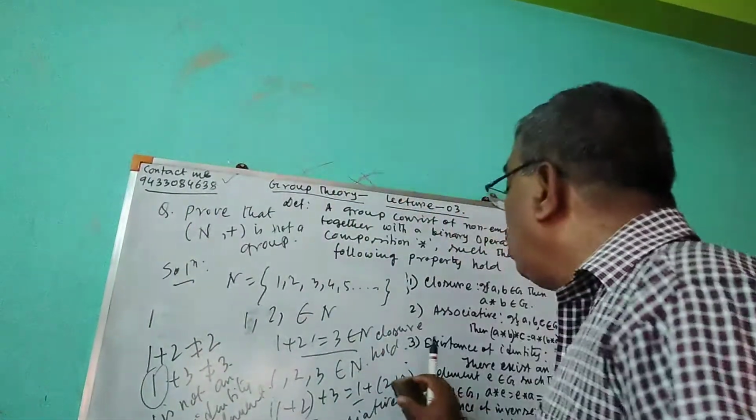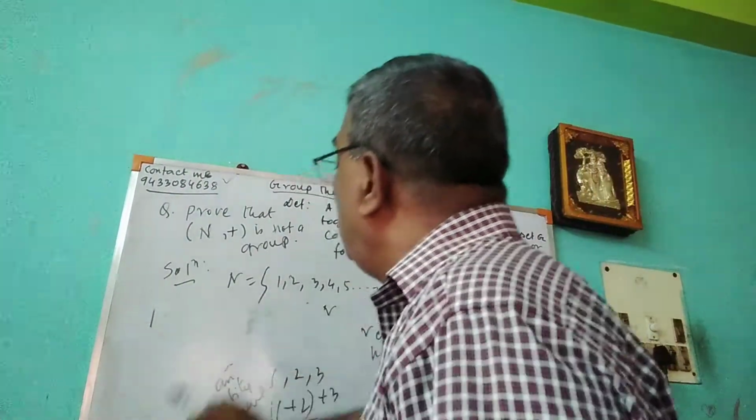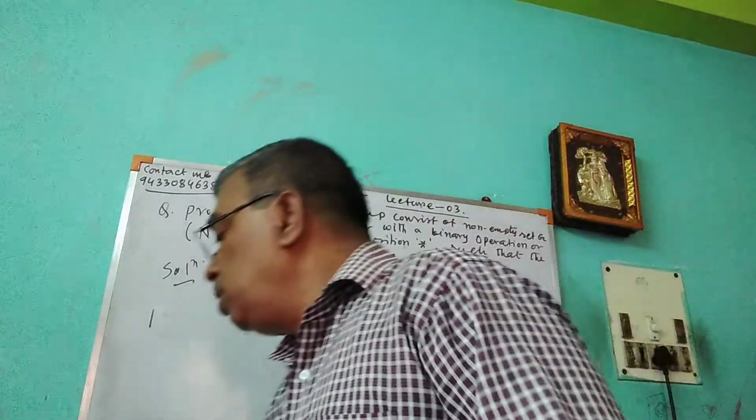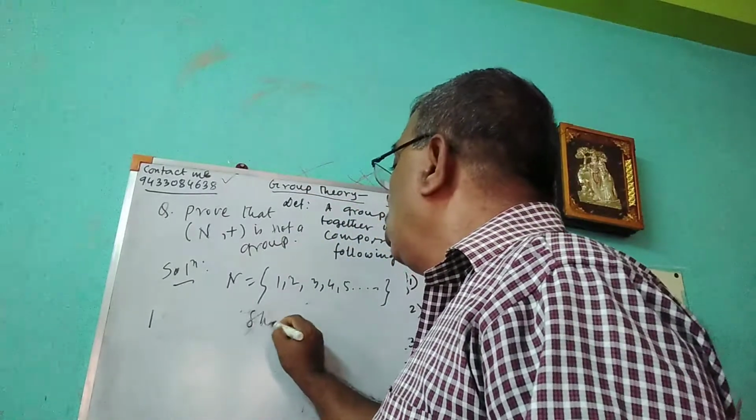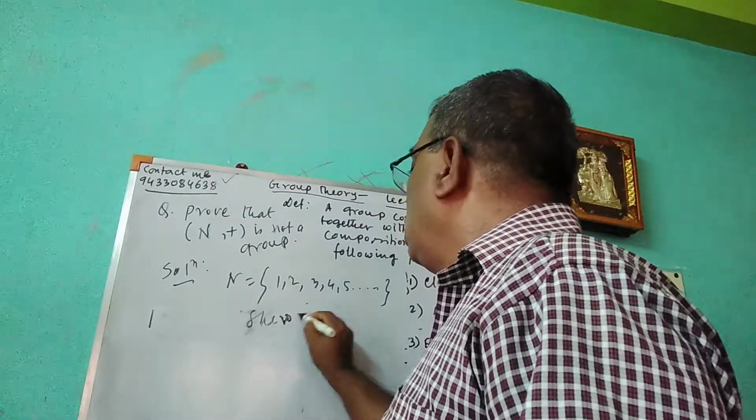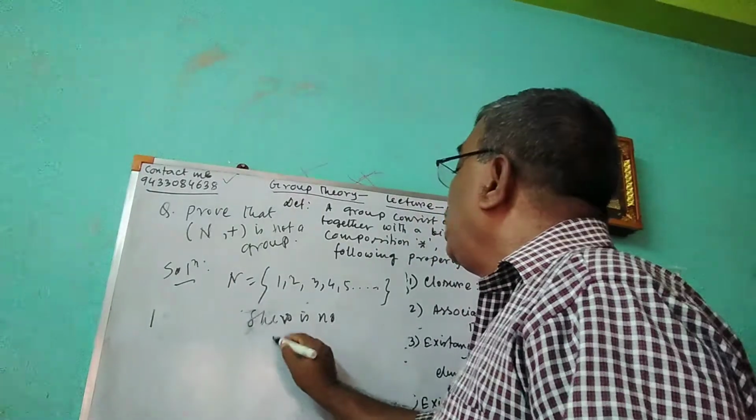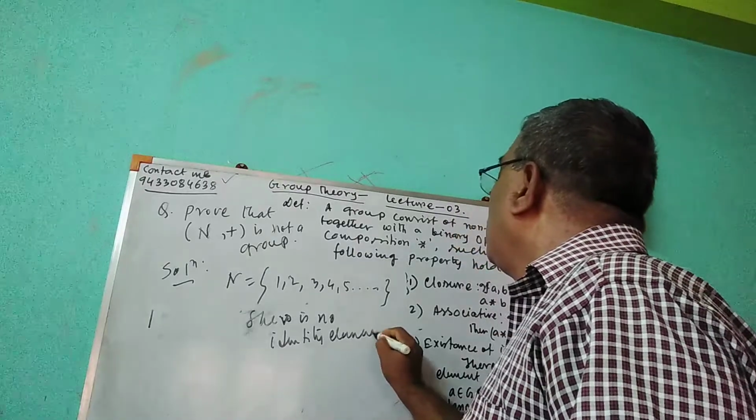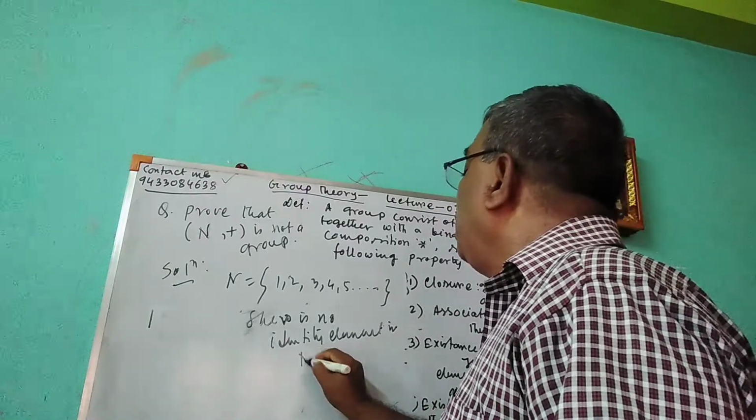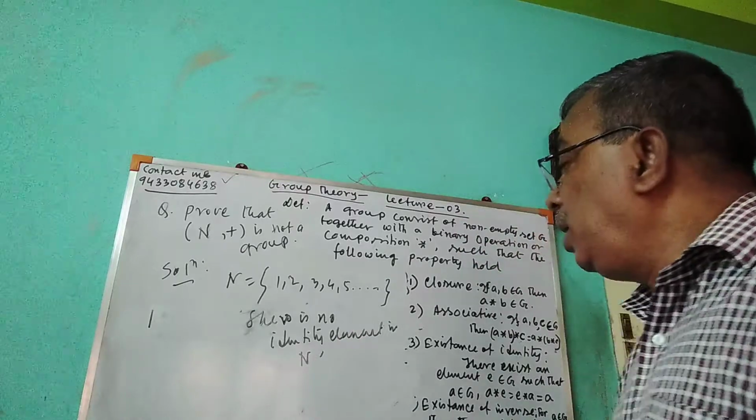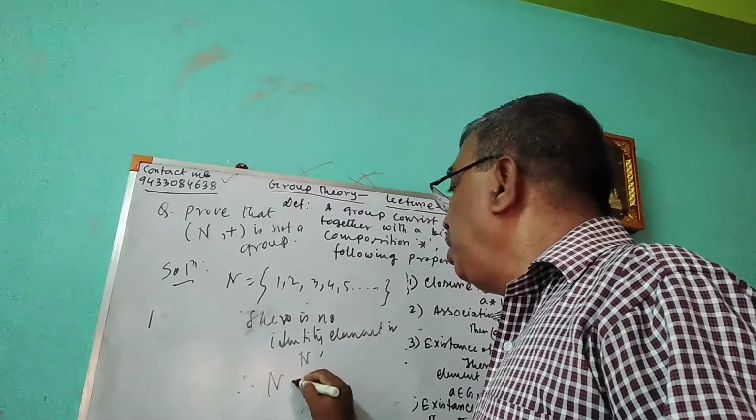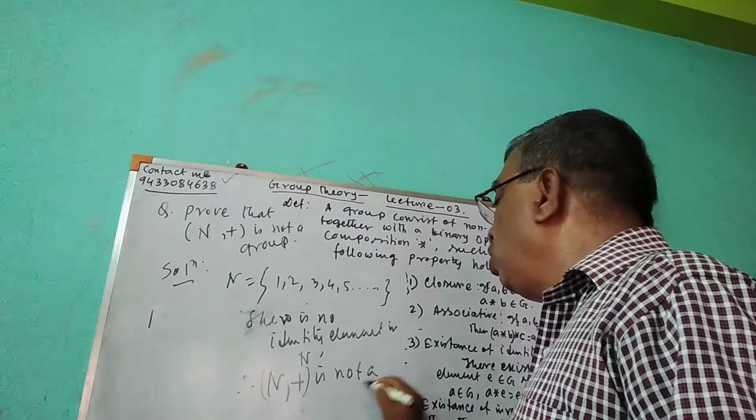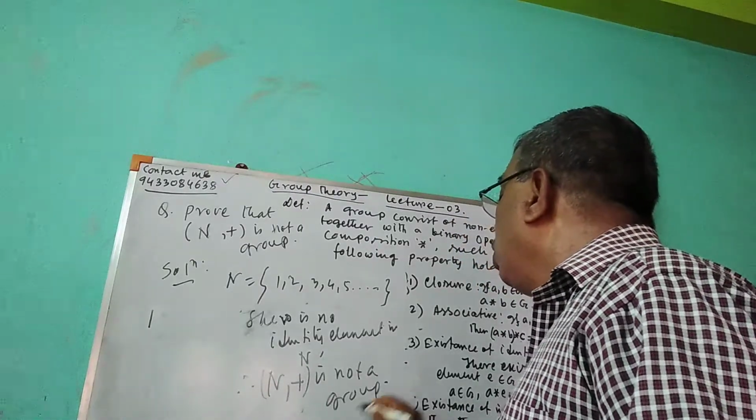So we can write down the same thing as a statement: there is no identity element in N plus. No identity element in N. Therefore, N plus is not a group.